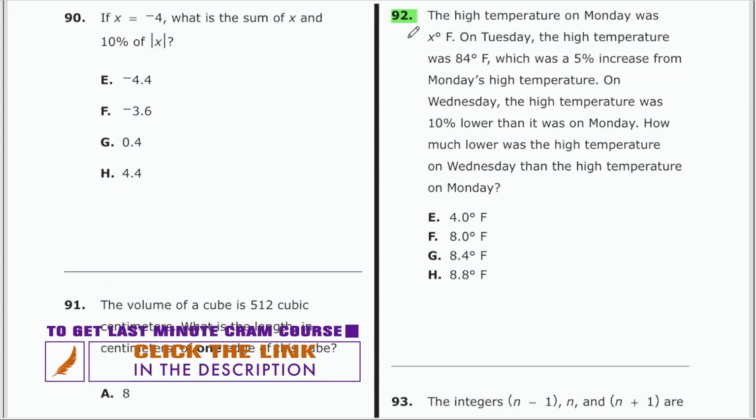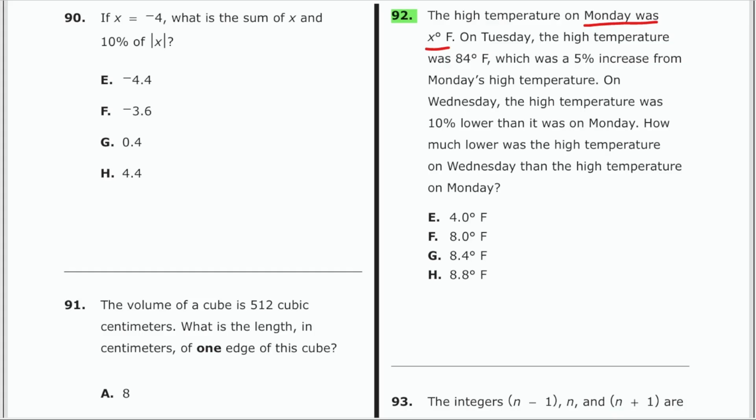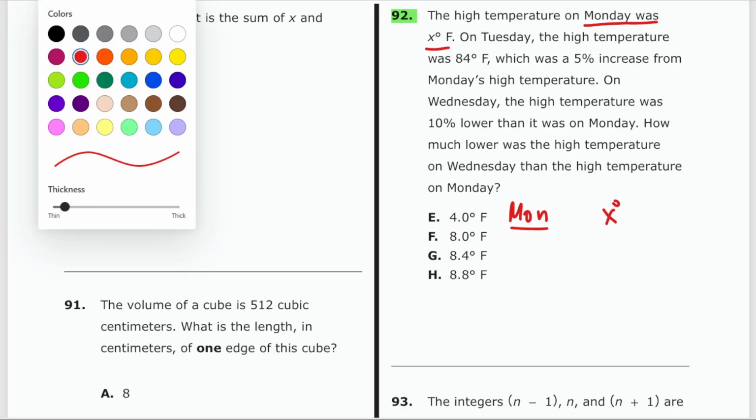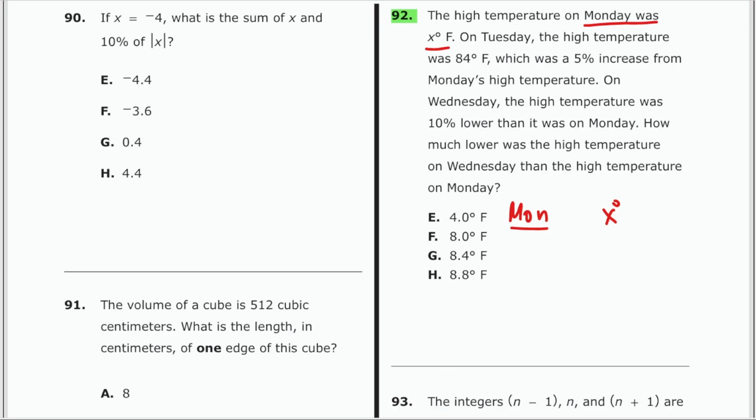So let's split it up. We got Monday, Tuesday, Wednesday. Monday, we know the temperature is X, and we're going to be using different color codes. So Monday, we got X Fahrenheit. Now, on Tuesday, they give us the actual temperature. So on Tuesday, it is 84 Fahrenheit, which was a 5% increase from Monday. And that's important. So now let's figure out Monday then, right?